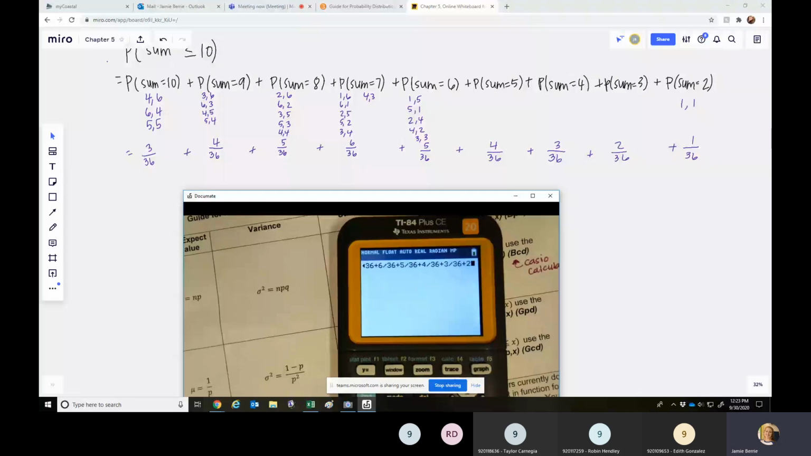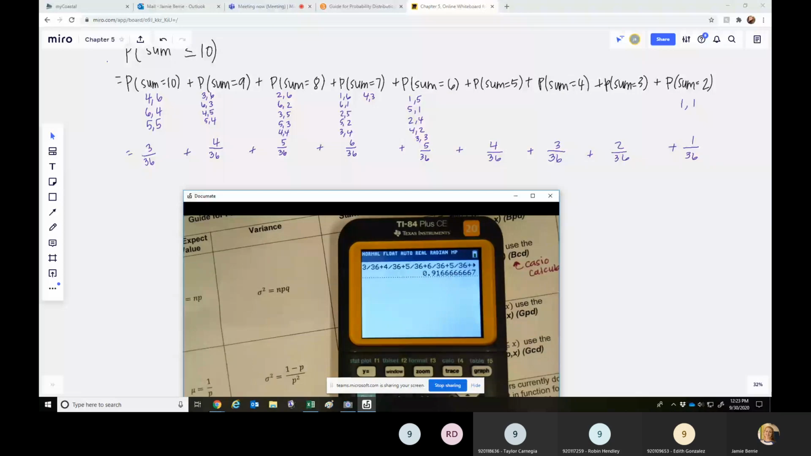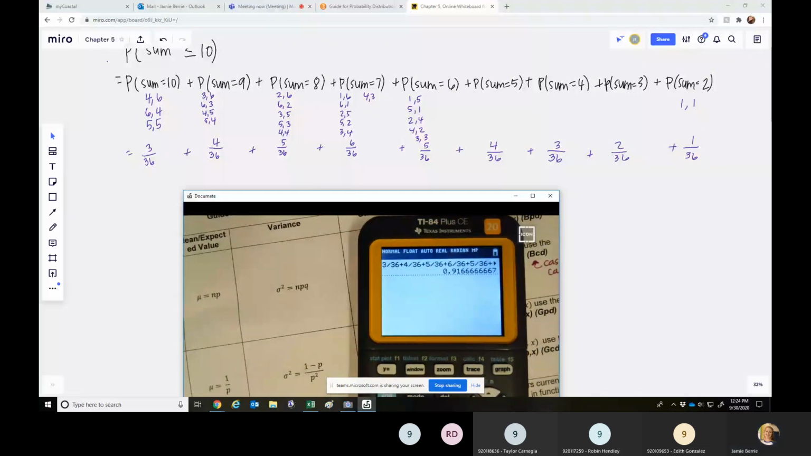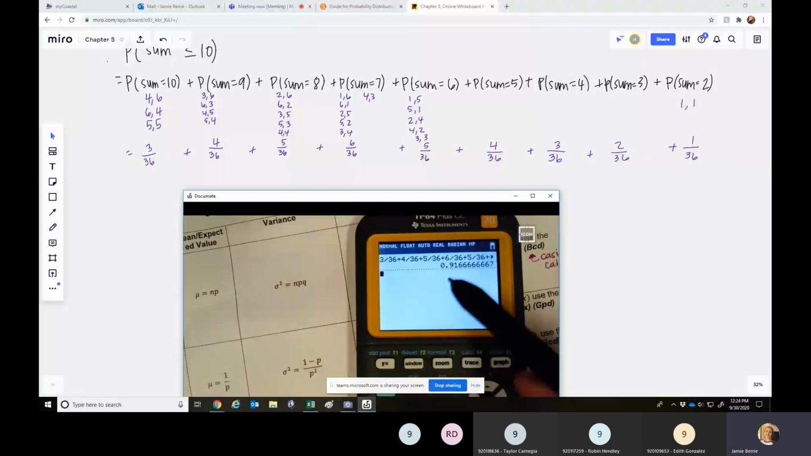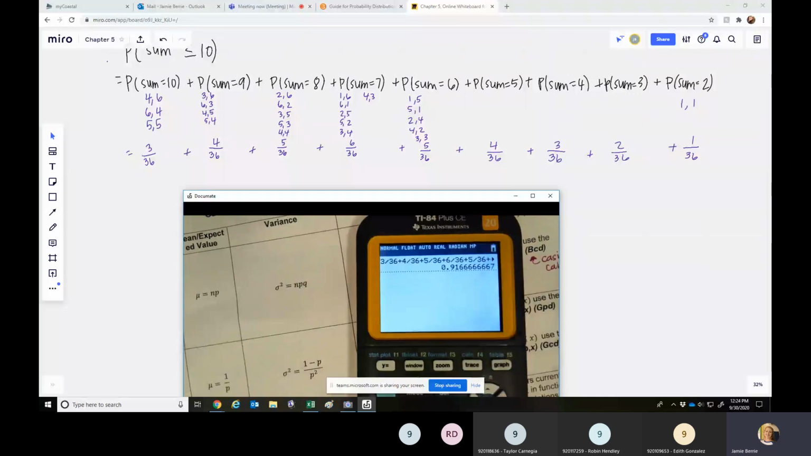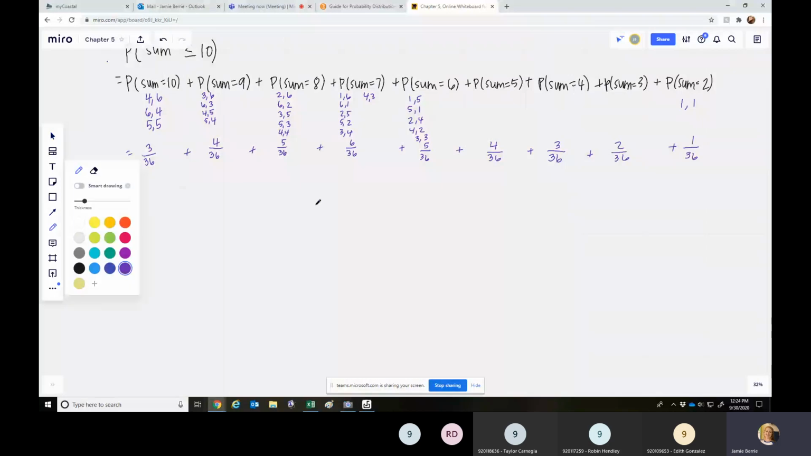36 plus 1 out of 36. So very high probability here. So you're very likely to roll, whenever you roll 2 dice, that your sum is less than or equal to 10. So that's what that means. All right, so this one would be 0.9167. So we would have to round up because this is a 6. So 0.9167.